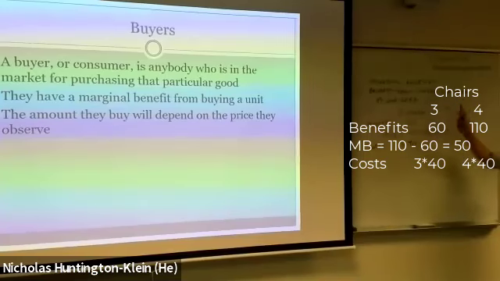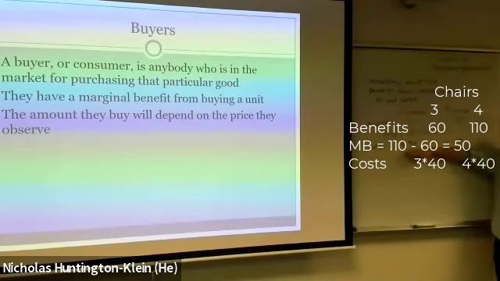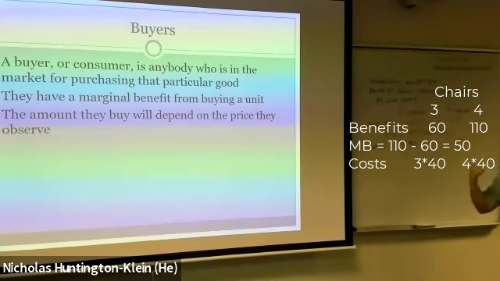I've just described how this person decides to buy chairs, right? They're going to think about the price. Price comes in on the costs here. They're going to think about the benefits. How much better off do I feel with another chair? And their decision of whether to buy another chair is going to be based on that economic surplus comparison. Now we know how the demand side works. That's it. That's literally it.